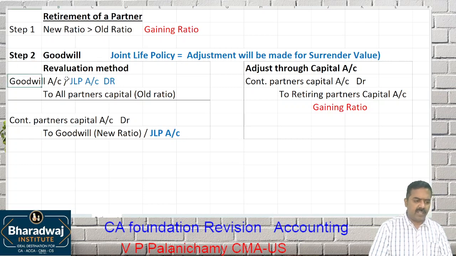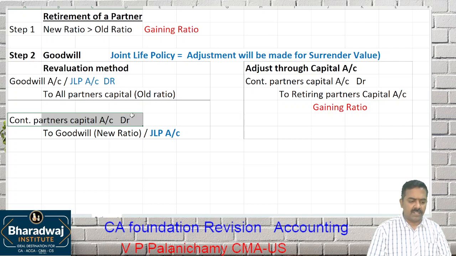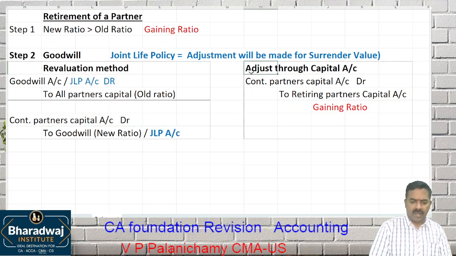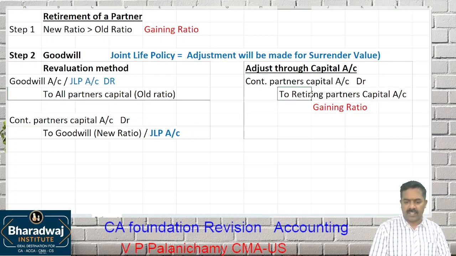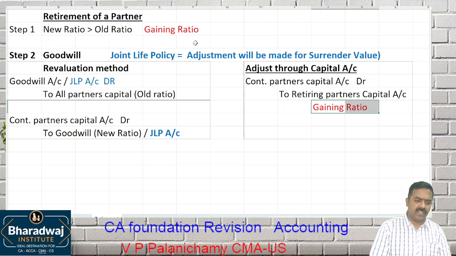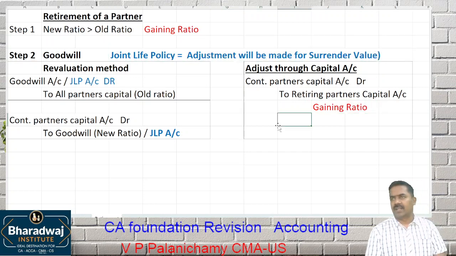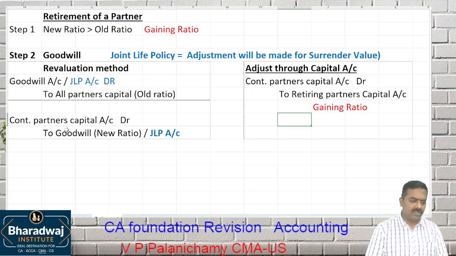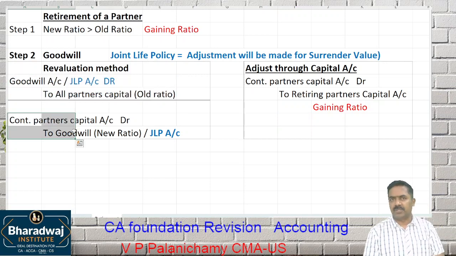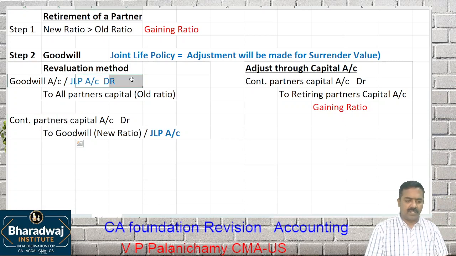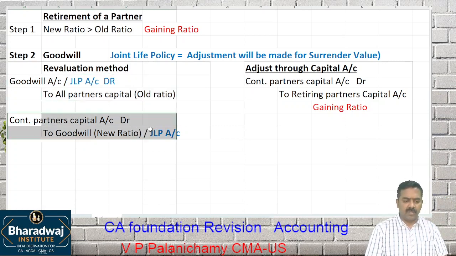Okay. So if it is JLP account debit to all partners, in which ratio? Old ratio. Continuing partners' capital account debit to JLP write-off, or same like goodwill, it can be adjusted through which account? Capital account. Continuing partners to retiring partner in which ratio? Gaining ratio. Adjustment for which value? Surrender value. So treatment for goodwill and JLP is similar. Clear? Goodwill to all partners in old ratio. Then continuing partners to goodwill in which ratio? New ratio. If it is JLP, joint life policy account debit to all partners in old ratio, continuing partners to JLP in which ratio? New ratio, you write off.